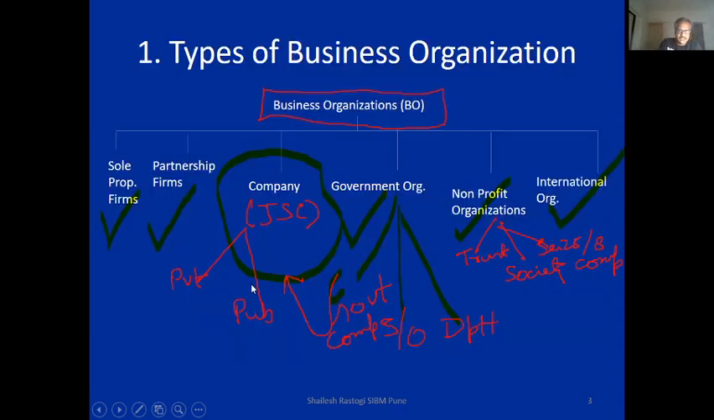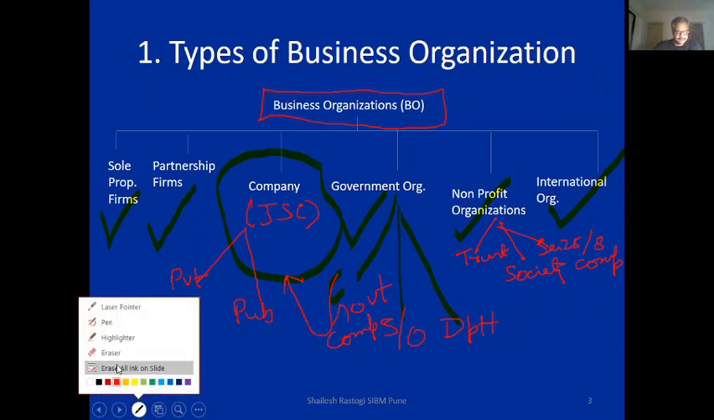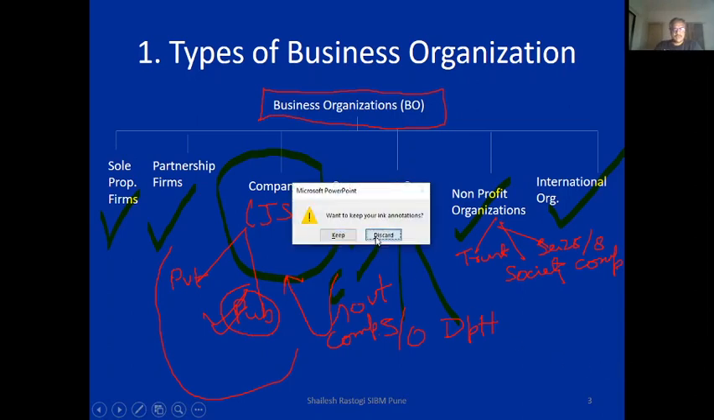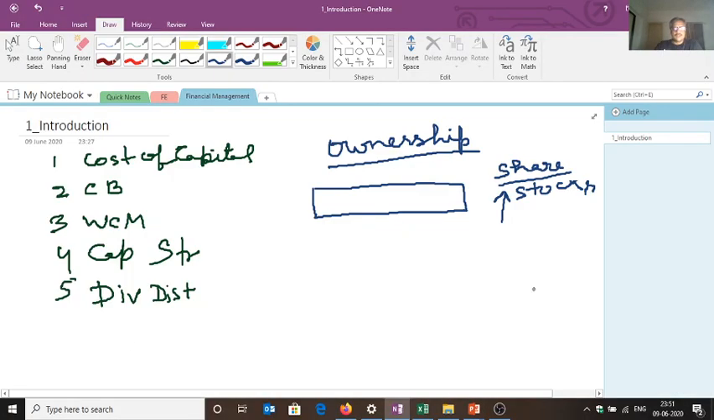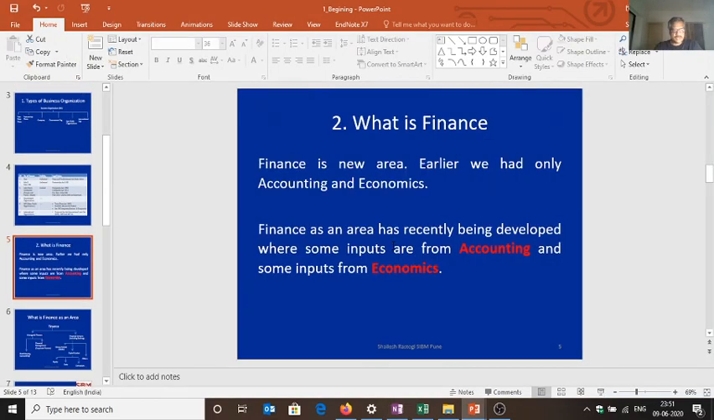So what we are saying is that public limited companies are the most important part. Whenever we talk about a company in India, we are usually talking about a public limited company, but when we say company, we are incorporating the two. No problem. So this is the first thing. When we talk about a company, we are referring to a joint stock company.